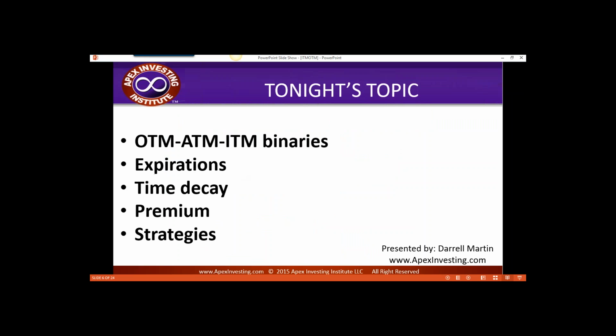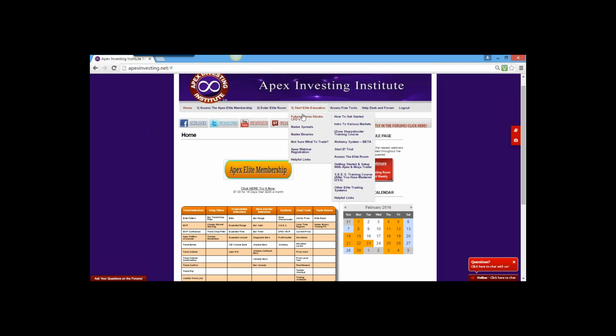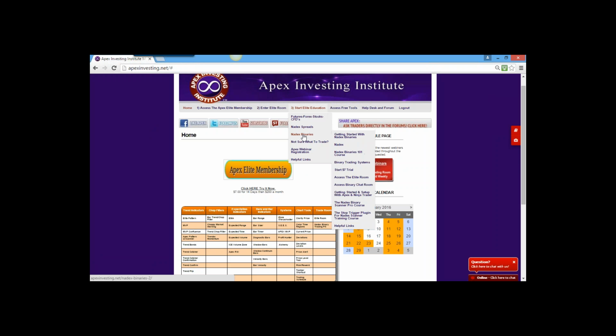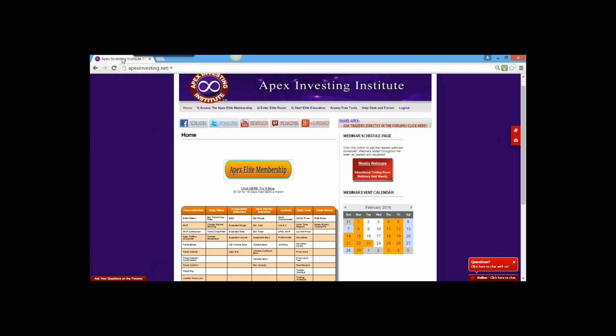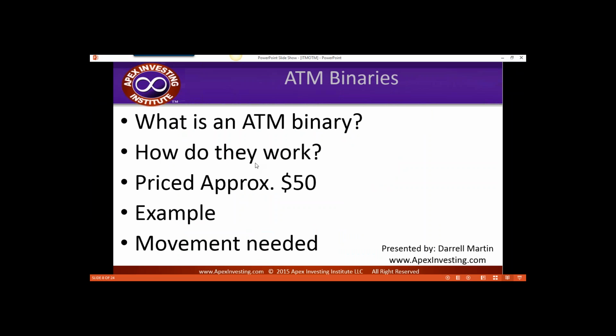So let's jump in here. Like I said, we're not going to be covering the basics of the binary tonight. If you need to catch up on that, just go to that section I showed you right there under the Start Elite Education, Nadex Binaries 101. That will fully get you caught up on everything you need to know about the basics of binaries. But tonight we're going to jump into what the different binaries are.